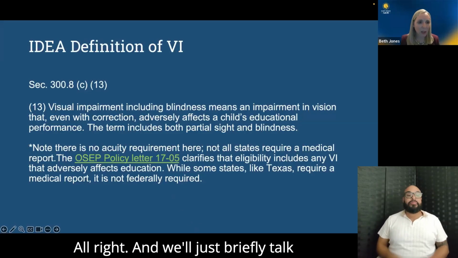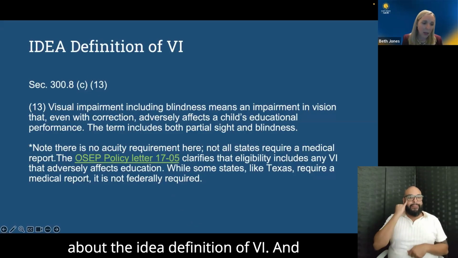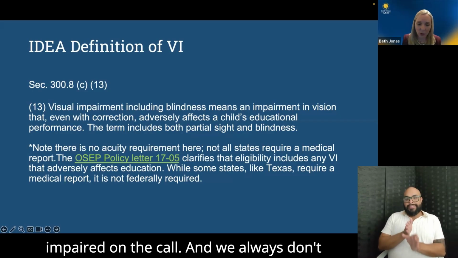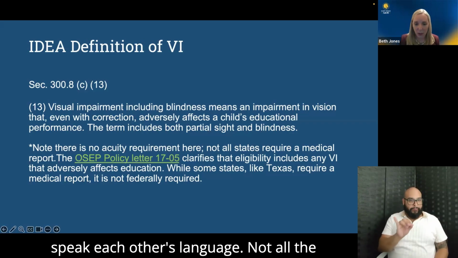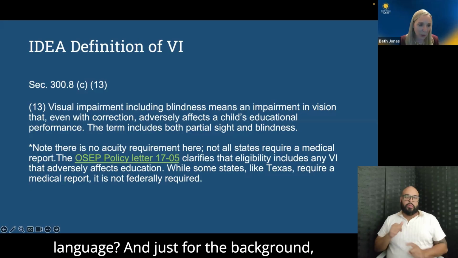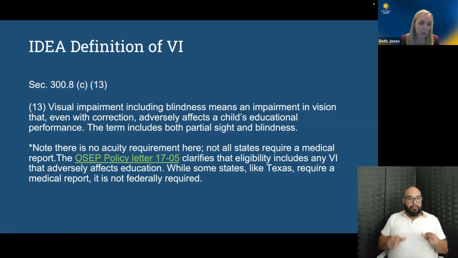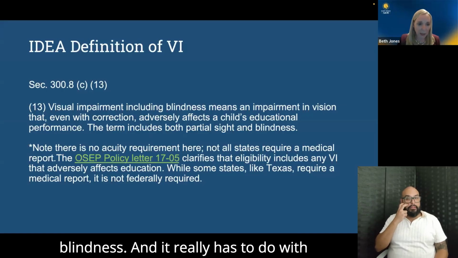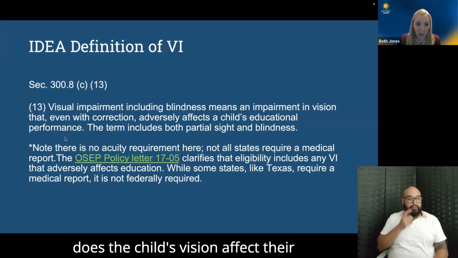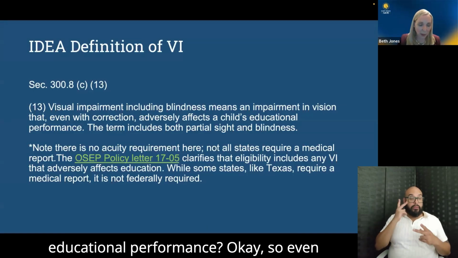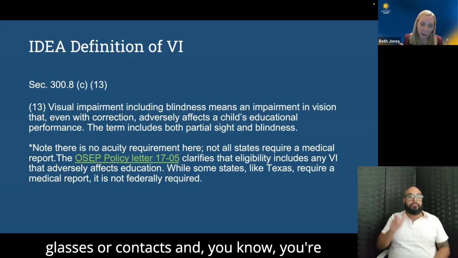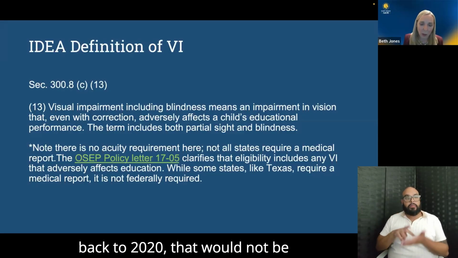All right, and we'll just briefly talk about the IDEA definition of VI. And I do this because I realize there's school psychologists on the call. There might be teachers of the visually impaired on the call, and we don't always speak each other's language. And just for the background, the educational definition of visual impairment includes both partial sight and blindness, and it really has to do with, does the child's vision affect their educational performance? Even with correction, so if you can get glasses or contacts and you're back to 20/20, that would not be considered a visual impairment.